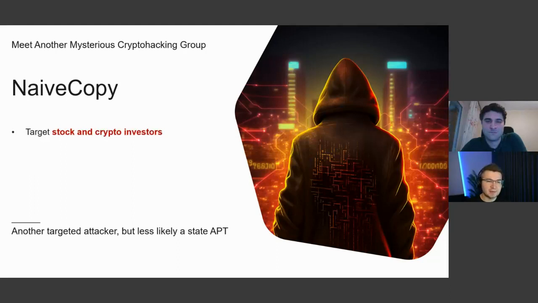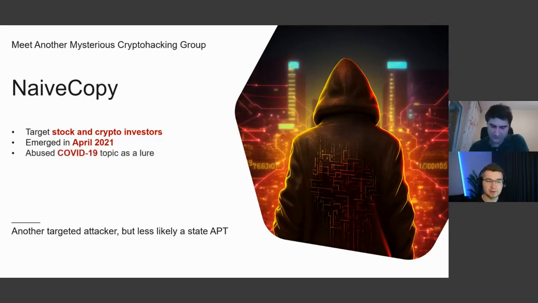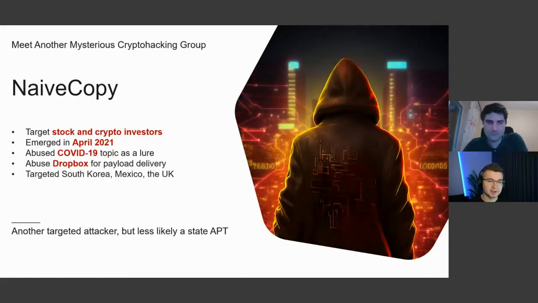So typical targets are stock and crypto investors here. Again, CryptoFox. We think it emerged the year before we discovered it, and we started in March. In April 2021, it was already active. We found some early traces of it when it abused the COVID-19 topic as a lure at that time. And Dropbox as a delivery, probably bypassing all the network filters because Dropbox is a legitimate service. We've seen victims and targets in South Korea, Mexico, and the UK, so it's pretty much a worldwide threat, but most of the victims were in South Korea.